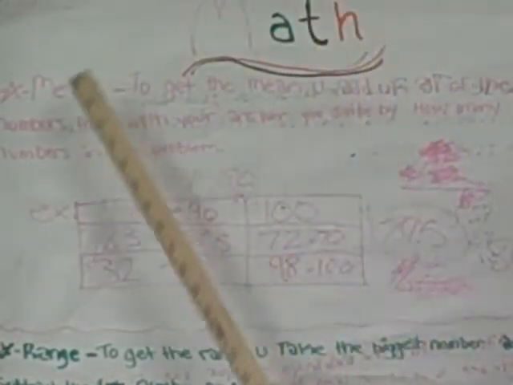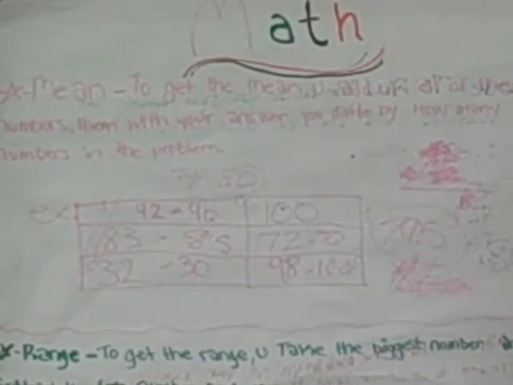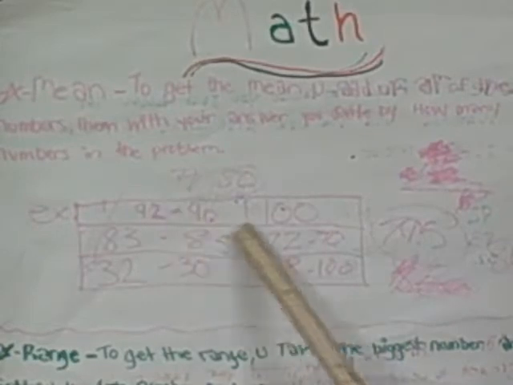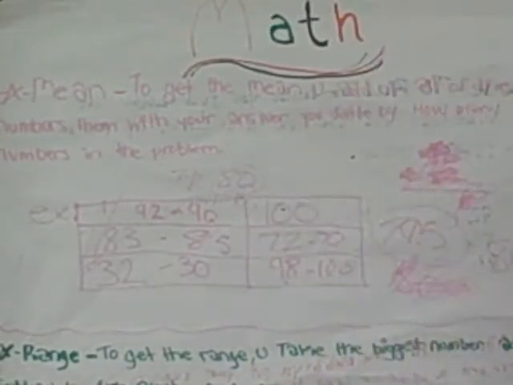Today in math, we're going to teach you how to find the mean. To get the mean, you add up all of the numbers. Then with your answer, you divide by how many numbers are in the problem. So if there's 6 numbers in the problem, we have to add up all of these numbers and then divide our answer by 6.